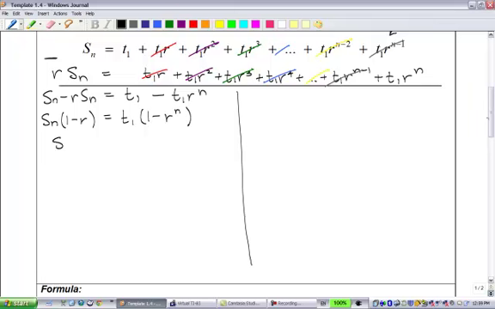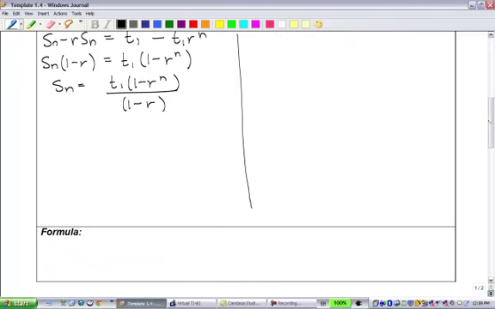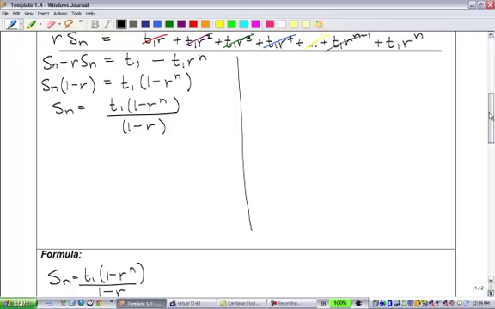Solving for Sn, and to do that we're going to divide by 1 minus r. There we go. There's a great formula for the sum of the first n terms of a series. Let's maybe write that down. Sn is T1 (1 minus r to the n) over 1 minus r. A little bit more complicated than the other ones, but still works.